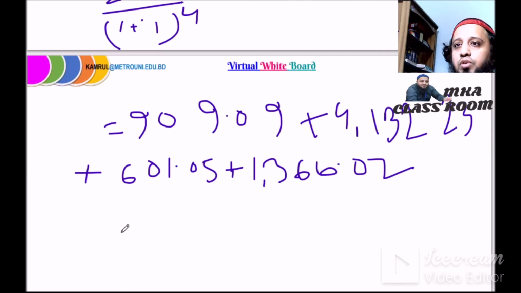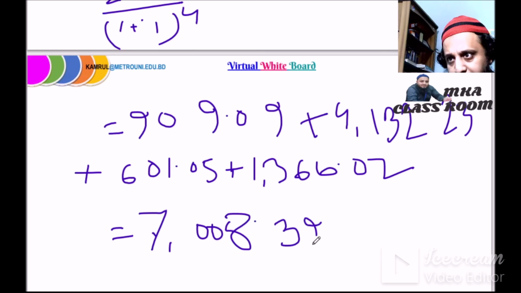Then if we add these, we will have our required present value: 909.09 plus 4132.23 plus 601.05 plus 1366.02 equals 7008.39.